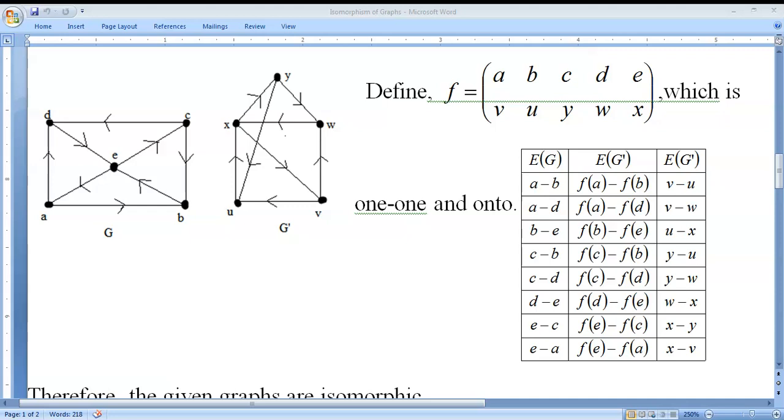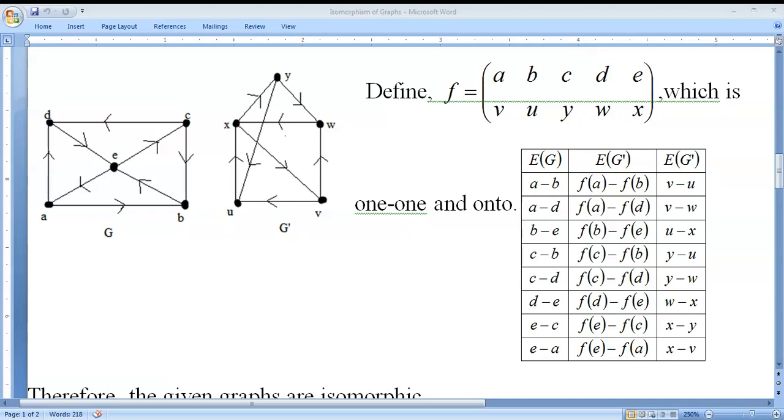The elements in the codomain are V, U, Y, W, X. So from the definition of the function, you can see that V is mapped onto A, U is mapped onto B, Y is mapped onto C. Okay. Preimage of V is A, and so on. Preimage of X is E. Since every element in the codomain, meaning vertices of the second graph, is having a pre-image in the domain, hence it is an onto function. Since it is both one-one and onto, it is a bijective function.